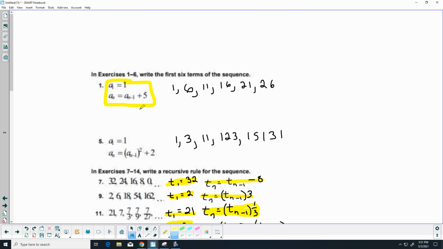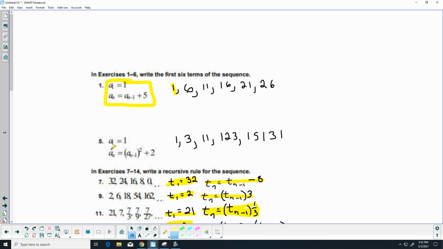On number 1, I need to write the first 6 terms of the sequence. Well, my first term is 1, so I'm just going to start by writing 1. And then it tells me that I take the previous term and add 5, so 1 plus 5 gives me 6. 6 plus 5 gives me 11. 11 plus 5 gives me 16. 16 plus 5 gives me 21. 21 plus 5 gives me 26.